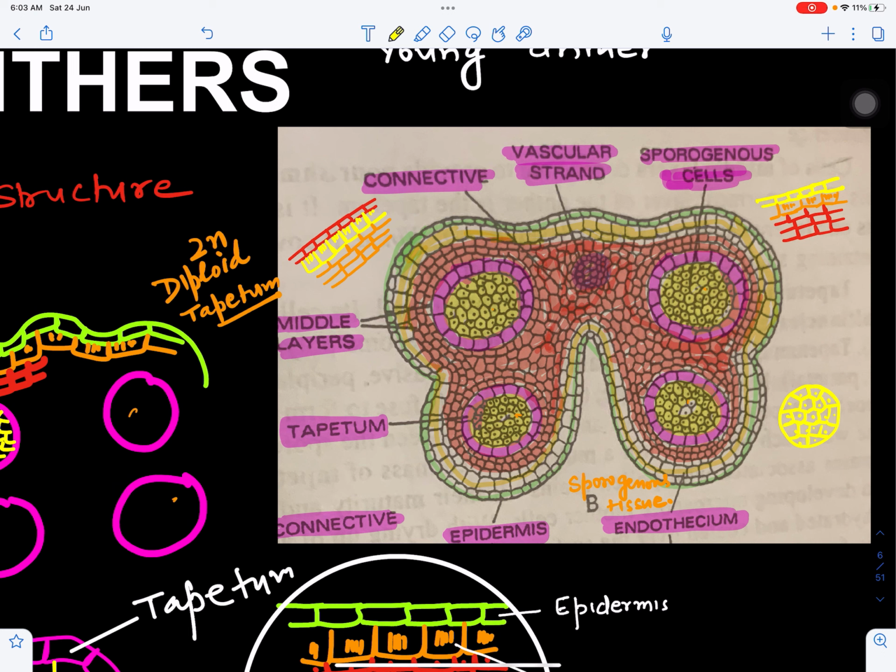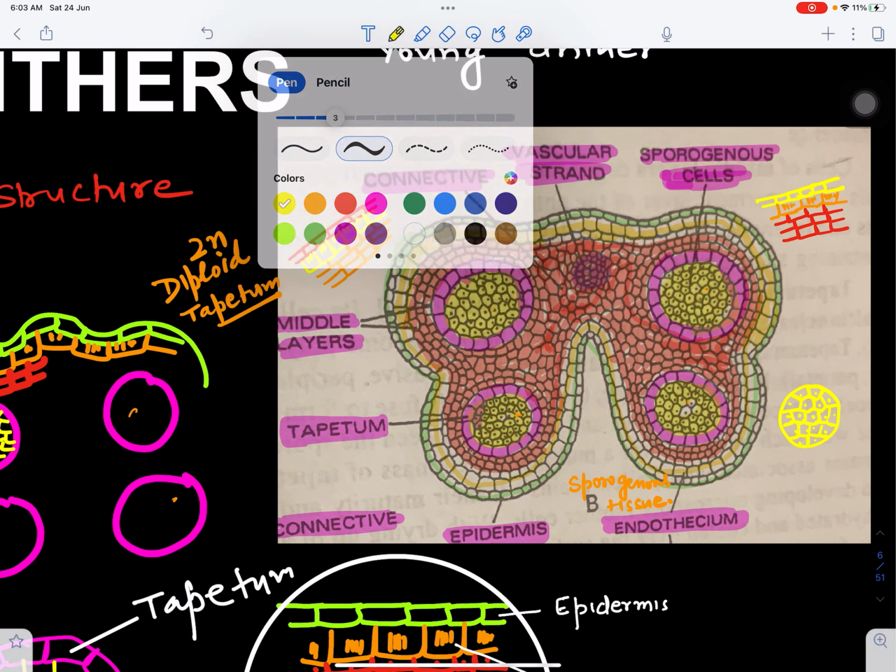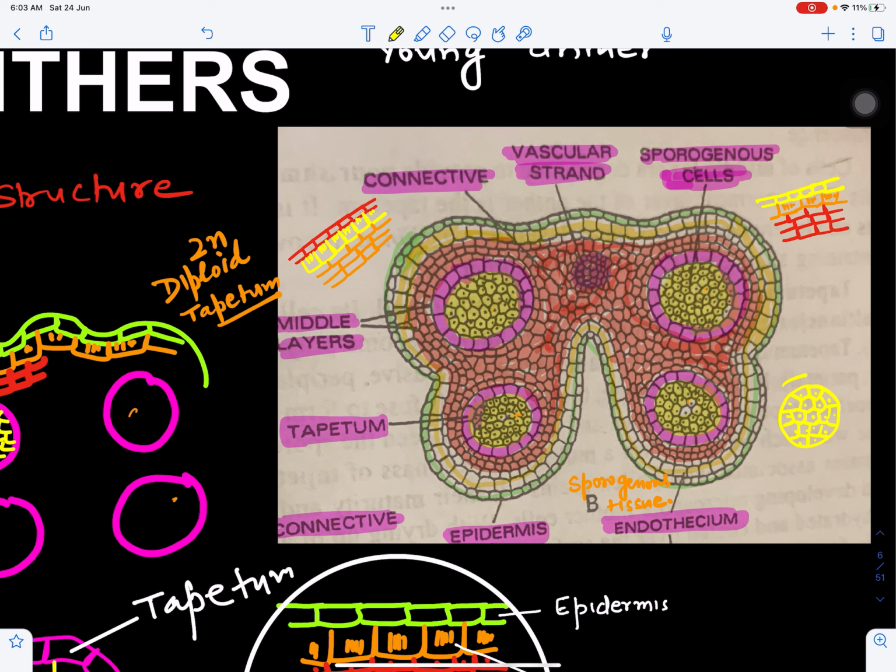Each cell will have a nucleus. Then it is bounded on the outer side by a layer. This is called tapetum. The function of tapetum is to give nourishment to the sporogenous tissue. When they form pollen grains, total nourishment is provided by the tapetum. So this part is tapetum. This layer is tapetum, which is binding the sporogenous tissue. So we have four groups of sporogenous tissue bound by tapetum.